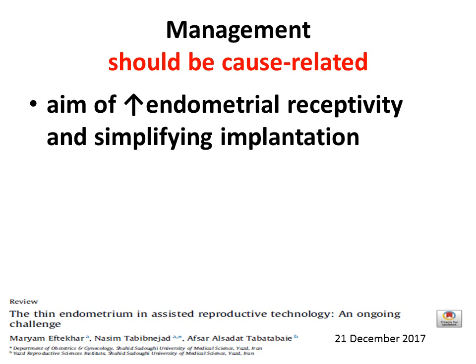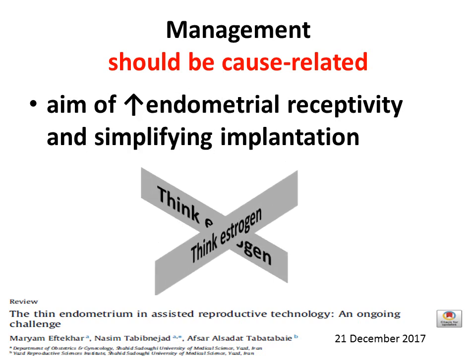But if we go in depth in the management, we should treat the case according to the cause. It should be cause related. The aim of treatment of thin endometrium is to increase endometrial thickness and subsequently increase endometrial receptivity and subsequently improve implantation rate. Think estrogen as a cause and as a treatment.